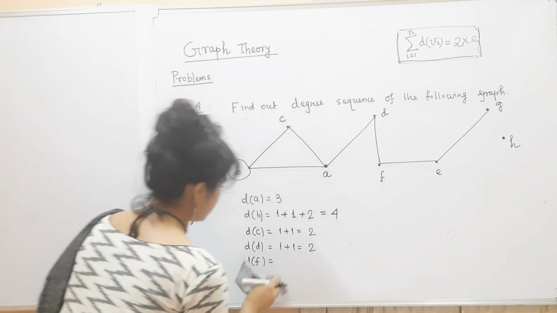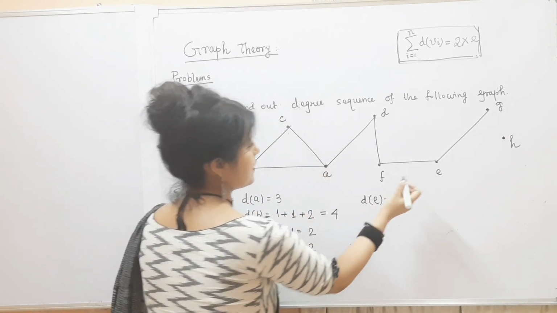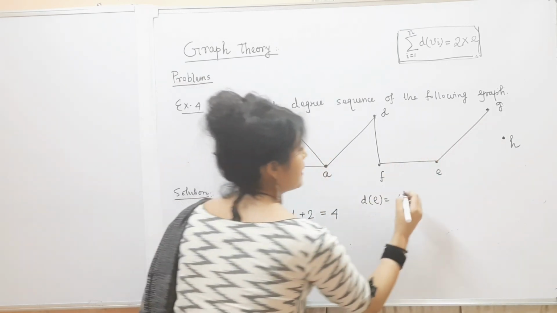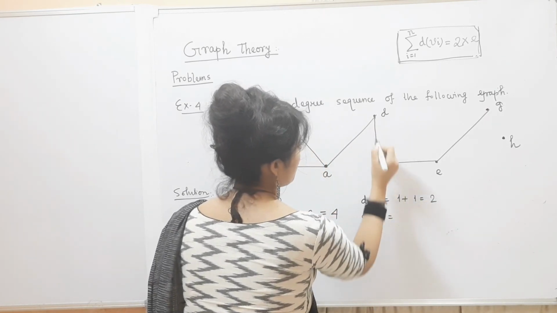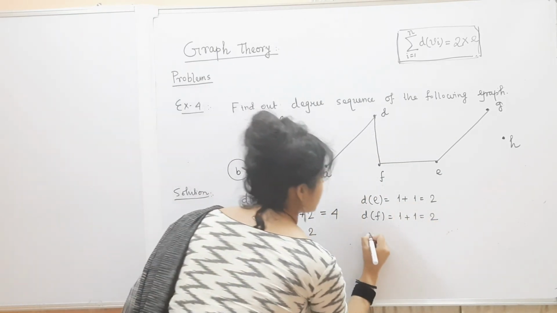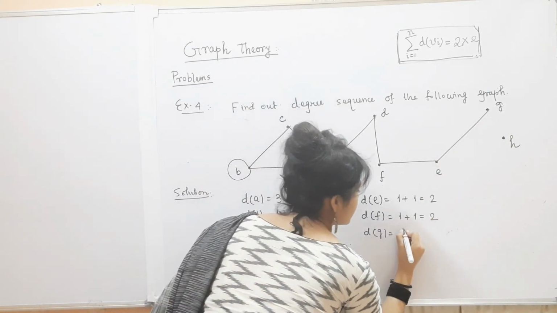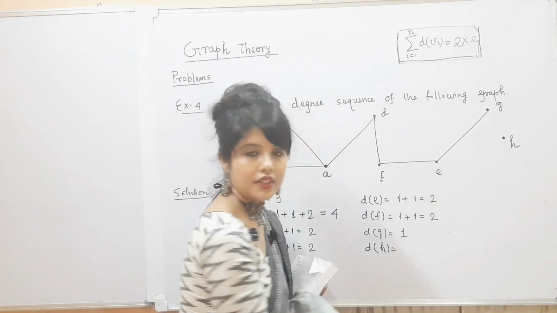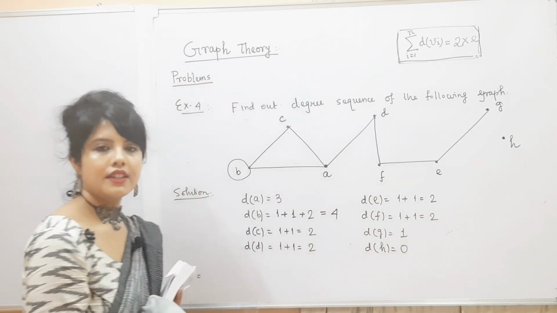First I have to calculate degree of E. Degree of E is 1 plus 1. No loop, no parallel edge, so 1 plus 1 is 2. So what is degree of F? Degree of F is 1 plus 1, so 2. And what is degree of G? Only one edge is associated with G, so therefore 1. And what is degree of H? No edges are associated with H, so H is an isolated vertex and its degree is 0.